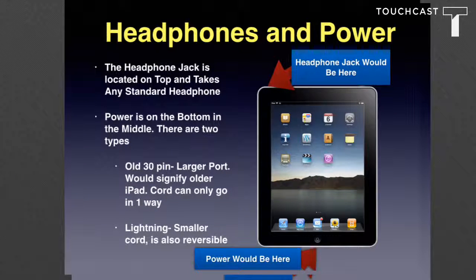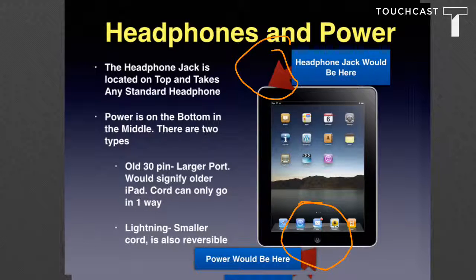The next thing is the headphone and power ports. So the headphone jack is up here. It's pretty self-explanatory. You plug in headphones. The power jack, or the sync, where you can sync it with your computer, is basically right below the home button.